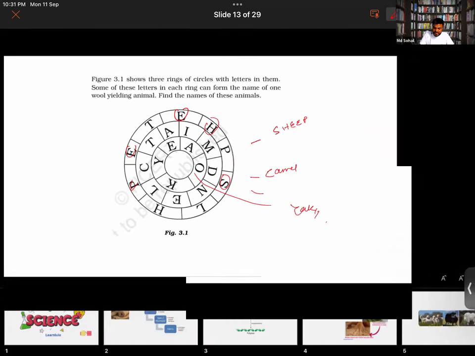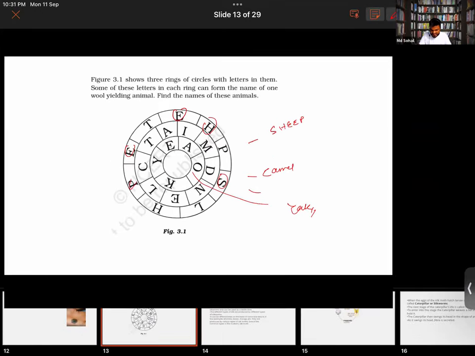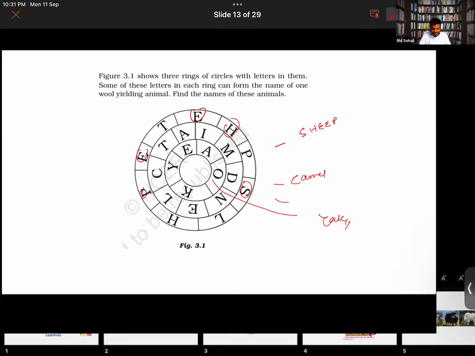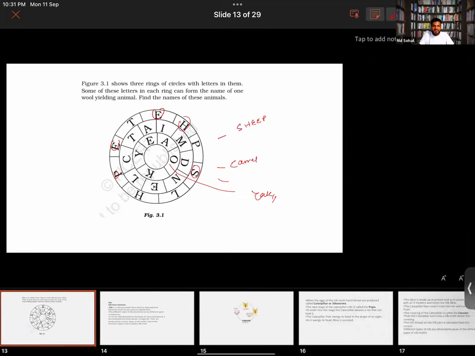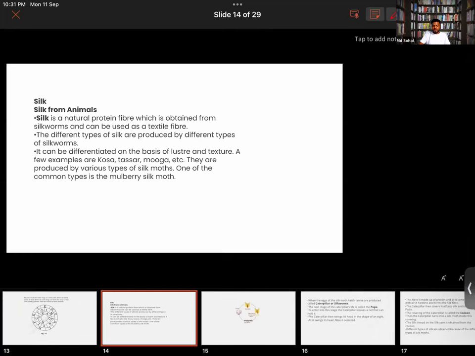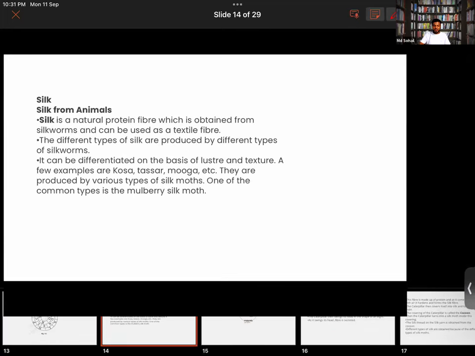All right then. So that is it for today. In the next class, we'll be talking about silk and sericulture as well. Getting it now? So study about it. I will be asking questions.